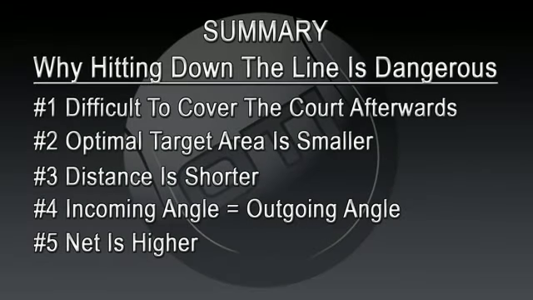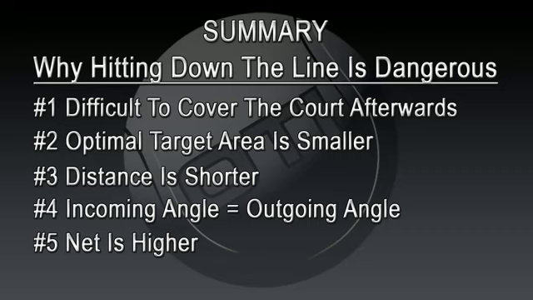So let's look at a summary of what we just talked about. Basically, there are 5 reasons why hitting down the line is dangerous and why hitting cross court is usually the smarter option. Number 1, it is more difficult to cover the court after a down the line shot. You have a much larger distance to cover to get to your optimal recovery position, and that makes hitting down the line much more dangerous. Number 2, the optimal target area is smaller, and what I mean by that is when you go down the line, you have to hit a really good shot.